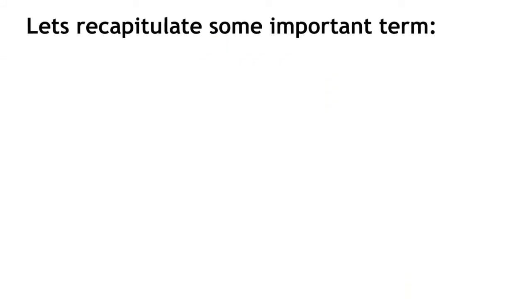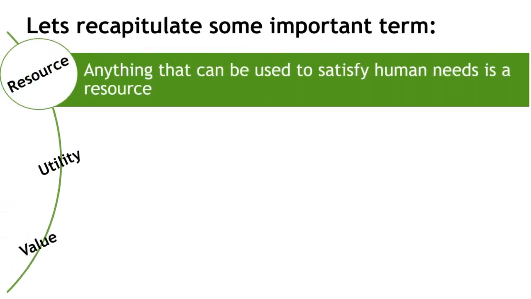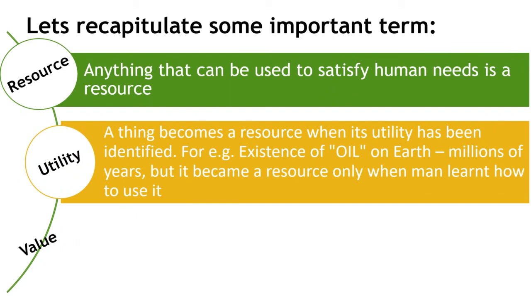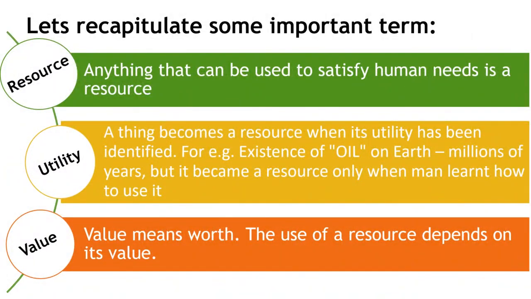Let's recapitulate some important terms we have studied in this chapter: resources, utility and value. Resources means anything that can be used to satisfy the needs of a human is a resource. Utility: a thing becomes a resource when its utility has been identified. For example, the existence of oil on earth. This oil was existing from millions of years ago, but it became a resource only when man learned how to use it. Next, value. Value means worth. The use of a resource depends on its value.